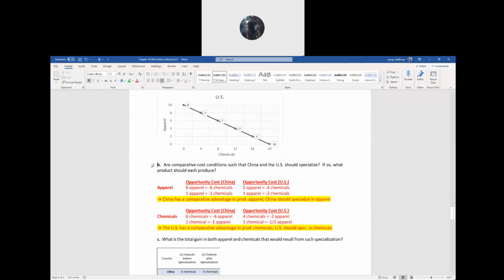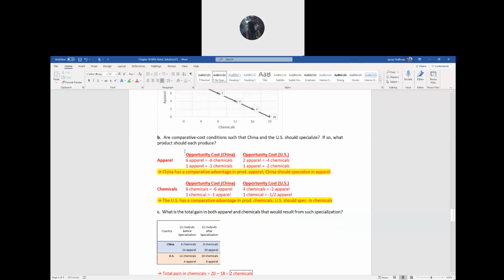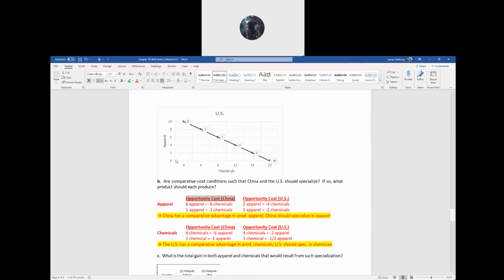Okay, we got that. Now we're going to determine who has the comparative advantage in what, and who should specialize in what. So let's determine the opportunity cost for each good for each country. We'll start with apparel, and we'll start with China. So what is China's opportunity cost for apparel in terms of chemicals?